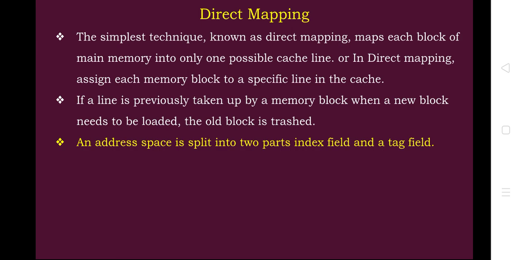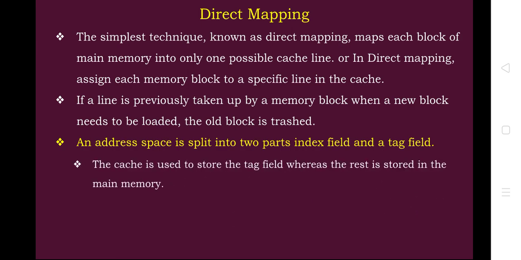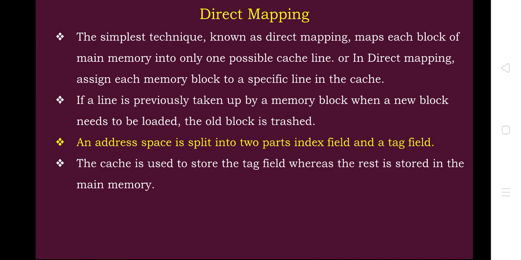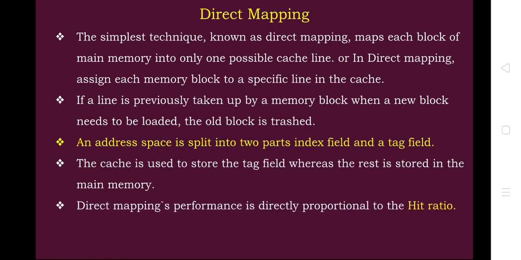An address space is split into two parts, an index field and a tag field. Now the cache is used to store the tag field, whereas the rest is stored in the main memory. So what it means is the tag field contains the address line, and if it searches the same address in the main memory, it can get a block of the data. So the remaining part is the index field. So the cache is used to store the tag field, whereas the remaining is stored in the main memory. So one address line will give a bulk of data, a block of data.